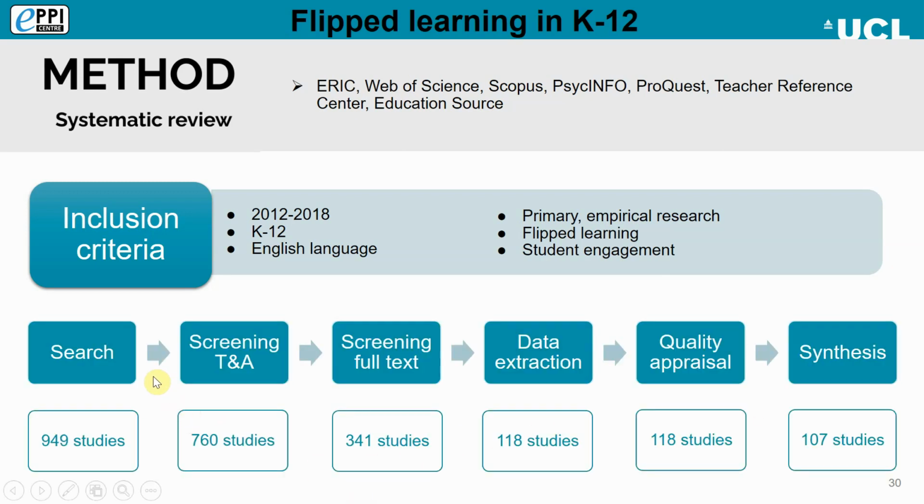When I conducted the first search, I found 949 studies. Following removal of duplicates, I was left with 760 to screen on title and abstract. I narrowed this down to 341 studies to screen on full text. However, at the data extraction and quality appraisal stages, I got it down to 118. And then following the quality appraisal, got it down to 107 studies for data extraction and synthesis.